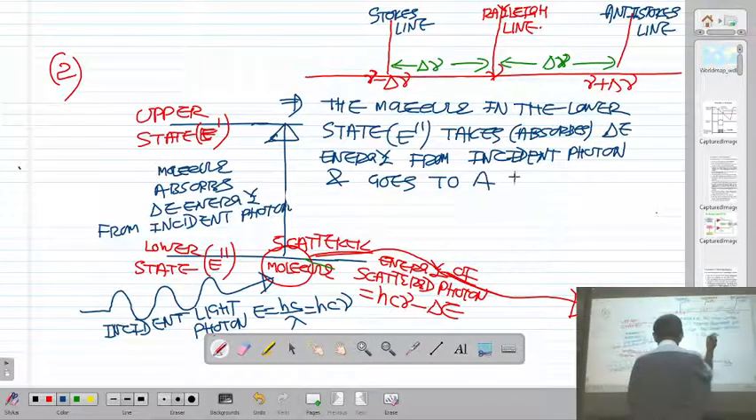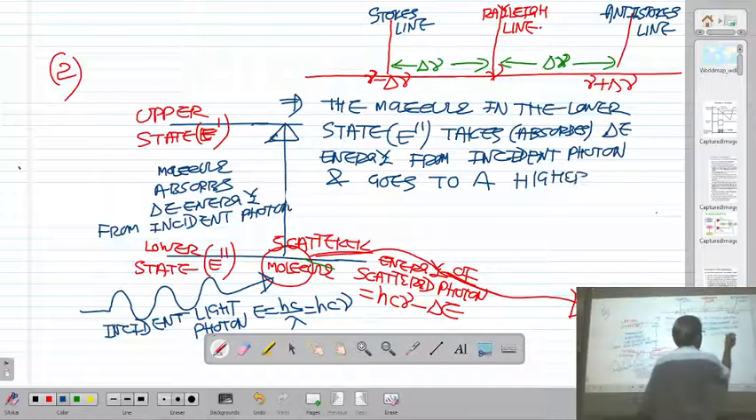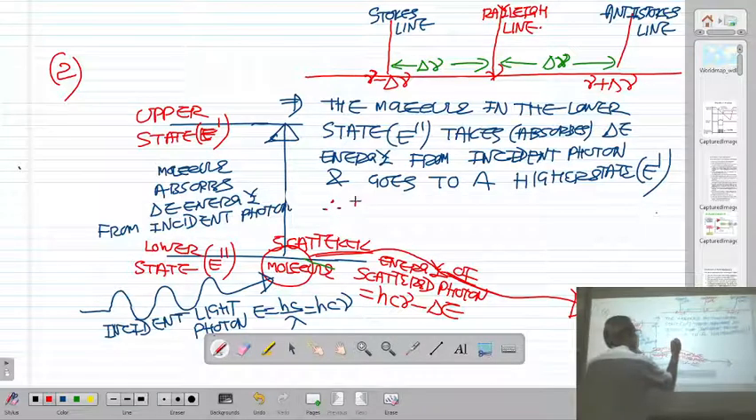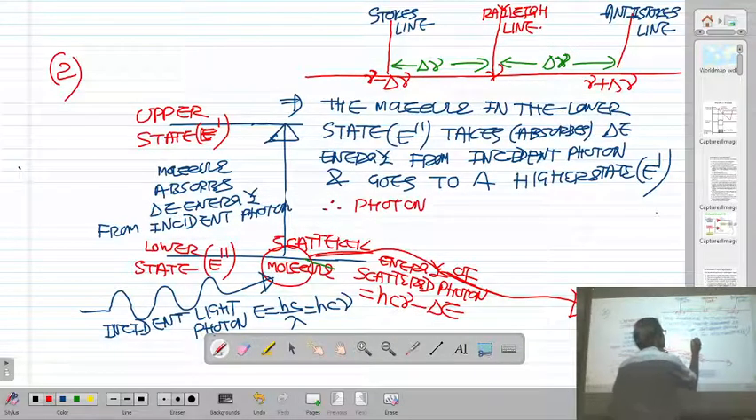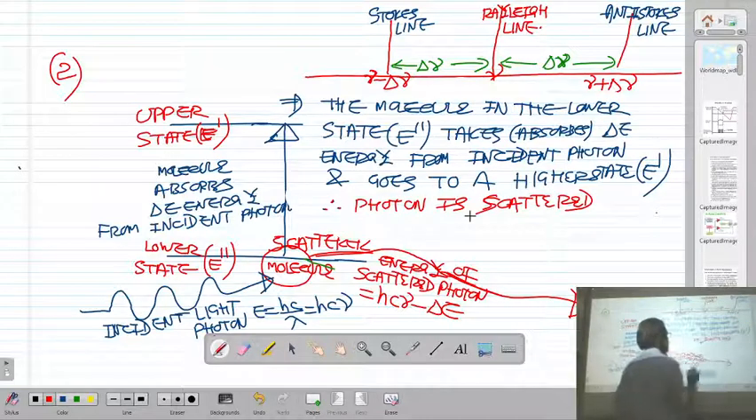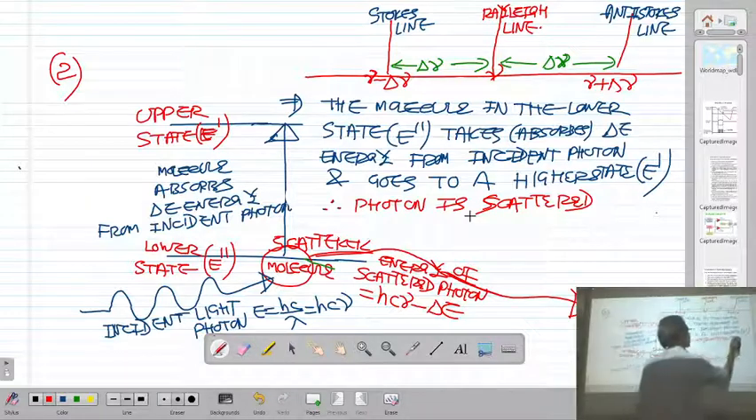So the molecule goes to a higher state E double dash. Sorry, E dash. Okay. So I think you can understand this sentence. The scattering molecule initially in the lower energy state E double dash absorbs ΔE energy from the incident light photon and goes from lower energy state E double dash to upper energy state E dash. Okay. Therefore, the photon is scattered. Therefore, the photon is scattered with a smaller energy.